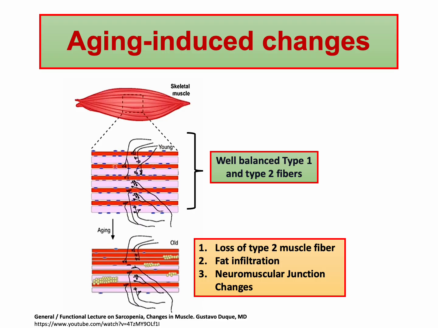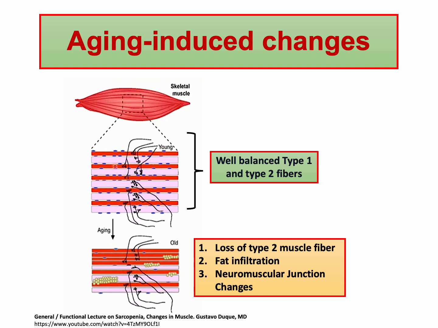Now, in young skeletal muscle, type 1 and type 2 muscle fibers are well balanced. However, in older skeletal muscle, three important changes occur. Loss of type 2 muscle fibers, and this is replaced by type 1 fibers. This shift contributes to a decline in physical performance, making it difficult for older individuals to perform activities with the same vigor as they did in their 20s or 30s.